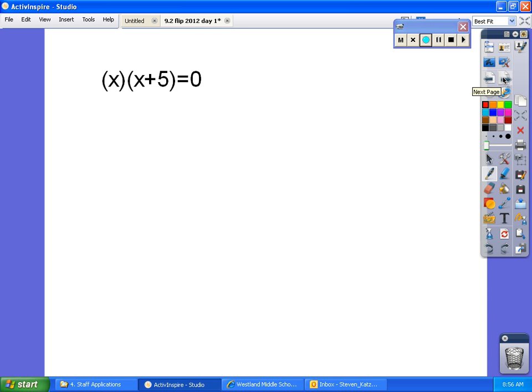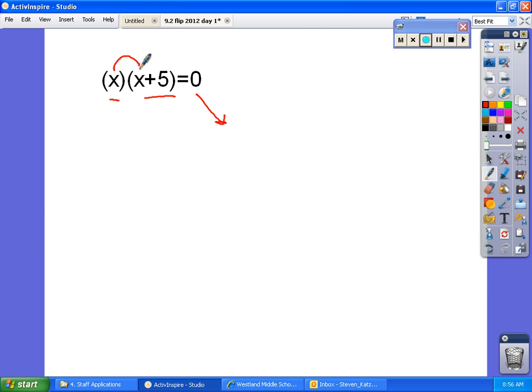Let's try another one. Here's a problem. Now, wait, hold on a second. I did this to trick you. You already have a multiplication problem that equals 0, so you don't have to factor. This one is already factored for you. So this one's going to be quite easy. You'll see this from time to time. There's nothing you have to do.